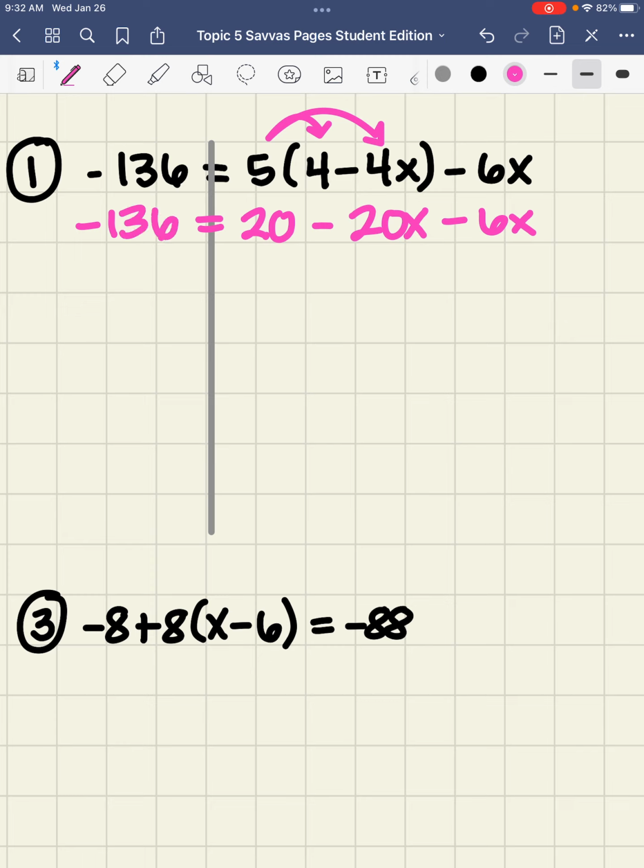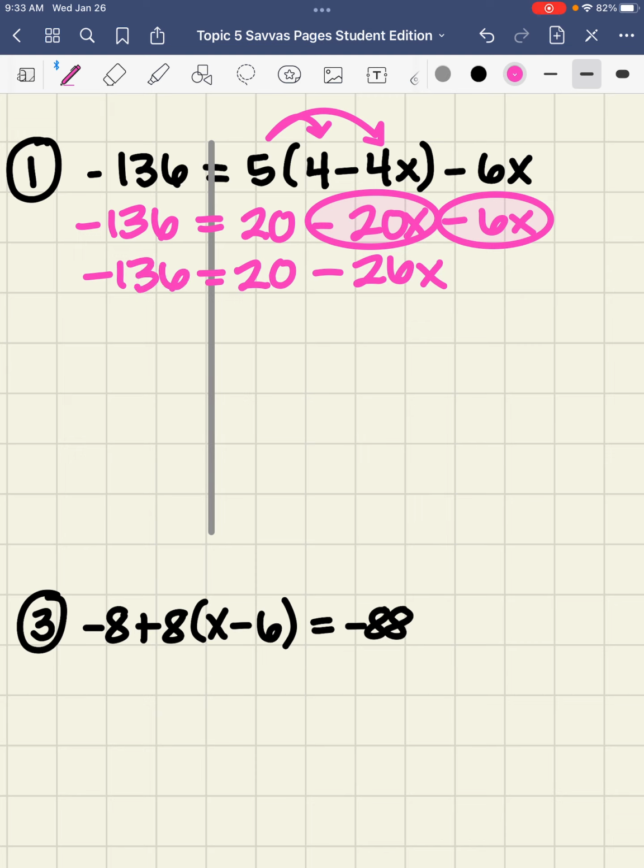So I've done the distributive property. Step two is to look for and combine like terms. I'm focusing on the side with all of my numbers, so this side right here. Do I have any like terms? Well, yeah, I do. I've got negative 20x minus 6x. And when I combine those, I get negative 26x. So that side is going to simplify to 20 minus 26x. And it's still equal to negative 136.